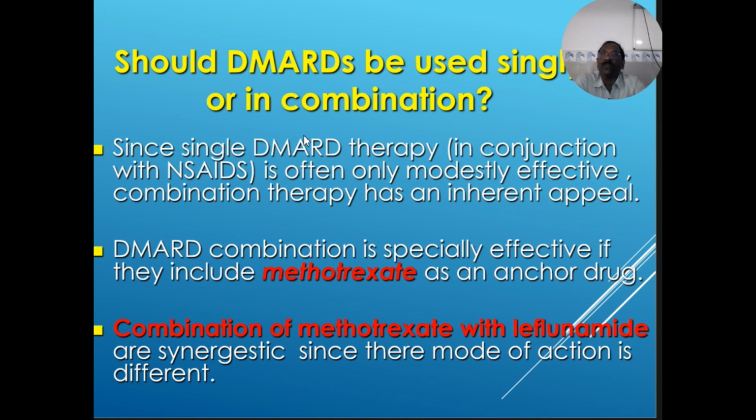So leflunomide, start with 10 milligrams OD. Earlier the loading dose of 100 milligrams for 3 days was used, but that has gone. Now 10 milligrams every day or 20 milligrams every day. So I start with 10 milligrams for 1 month or 2 months. If I still want more response and the patient is not having any side effects, and the CBP is good, LFT is good, or the renal profile is good, then we may increase the dose of leflunomide from 10 to 20 milligrams.